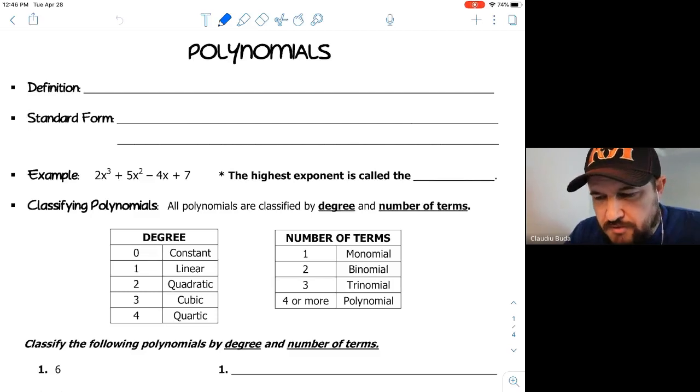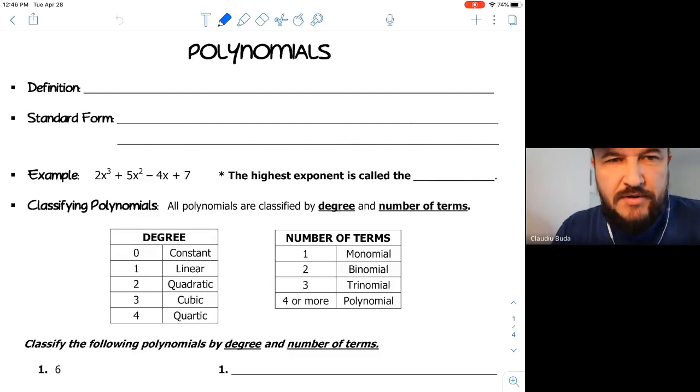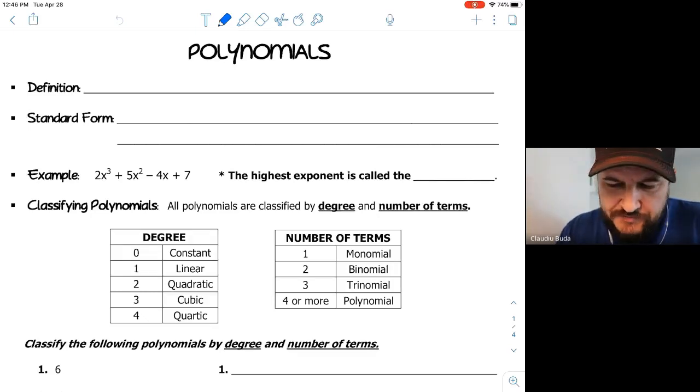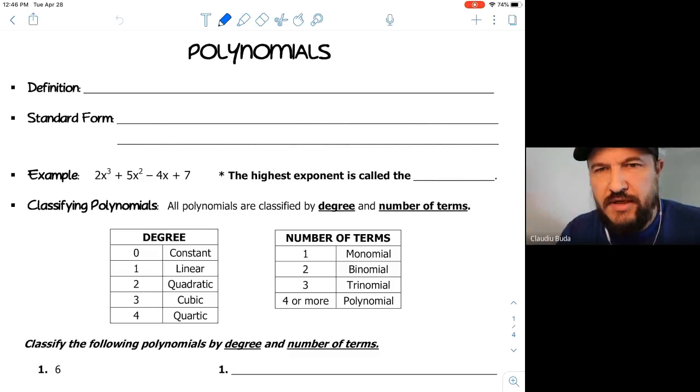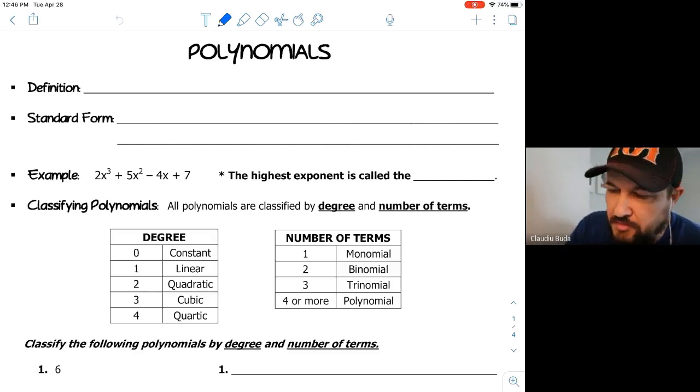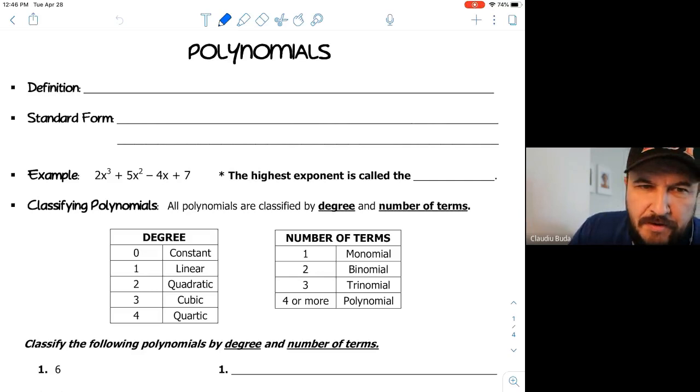Hey everybody, so today we're going to talk about polynomials: definition, standard form, what exactly is a little bit about degree, and how do we classify polynomials by degree and by the number of terms. So let's see, what is the definition of a polynomial?